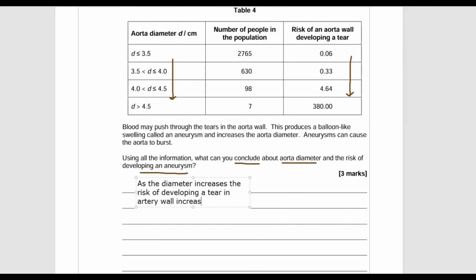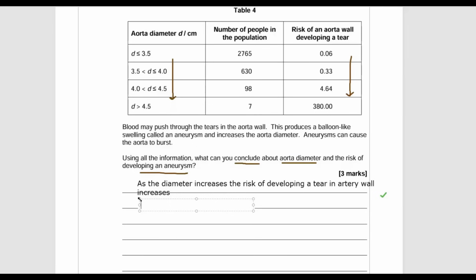And what is the tear linked to? If you have a tear, it means you're more likely to have an aneurysm, right? Because you get the tear and then you get the balloon-like swelling. So what you need to do here in your conclusion is link the fact that more tears means more likely to have an aneurysm as well. And that's going to get you that first mark.